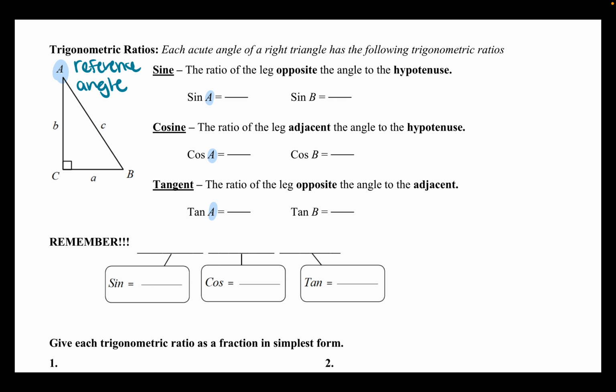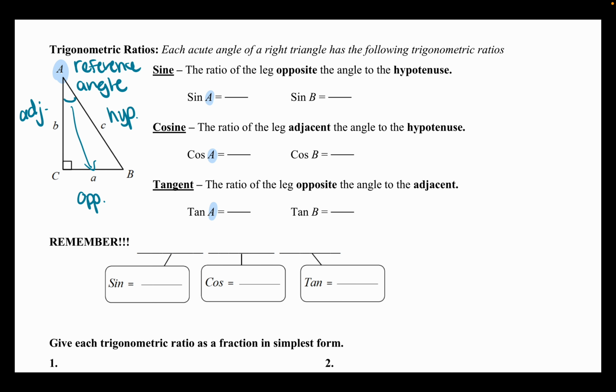Now, your reference angle tells you which angle to reference. So if A is our reference angle, that makes this segment that's across from it your opposite, and the side across from your right angle is your hypotenuse. And this last side, the one that's touching your angle, we call your adjacent. This will change with different reference angles.